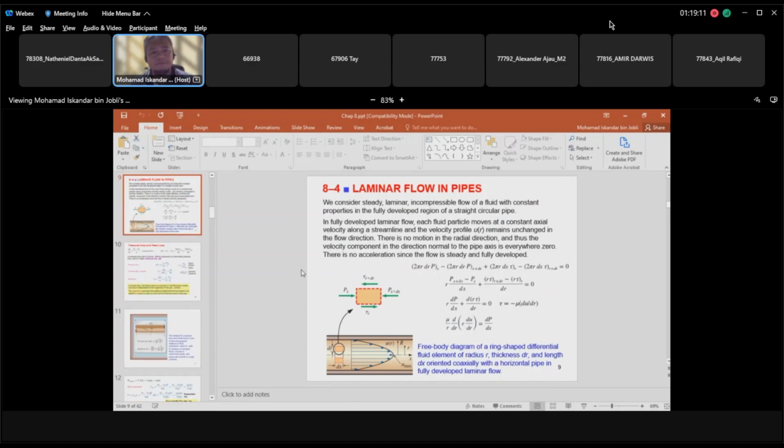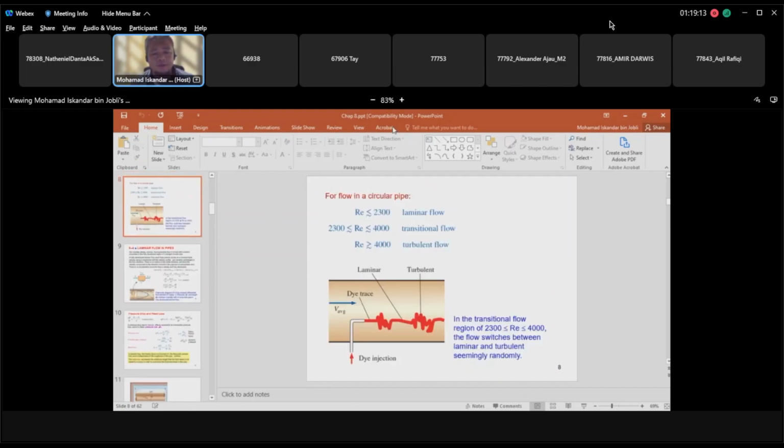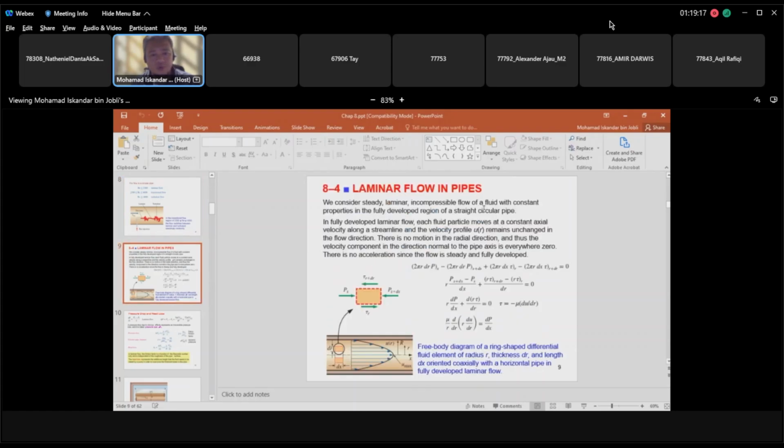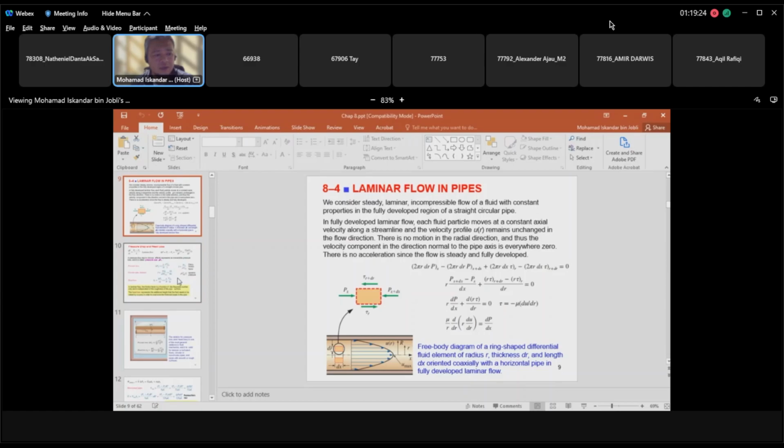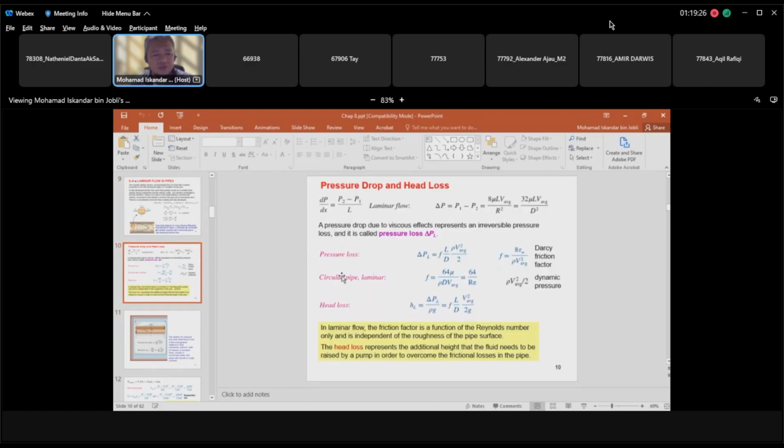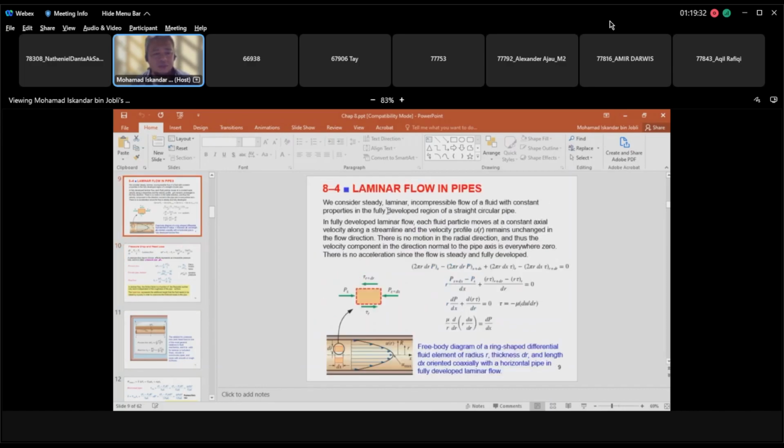We'll take 5, and then we continue with 8.4, which is the important part of the lecture. How would you determine the pressure loss, the head loss? That's basically what we shall look into. Session 8.4 determines the whole thing.